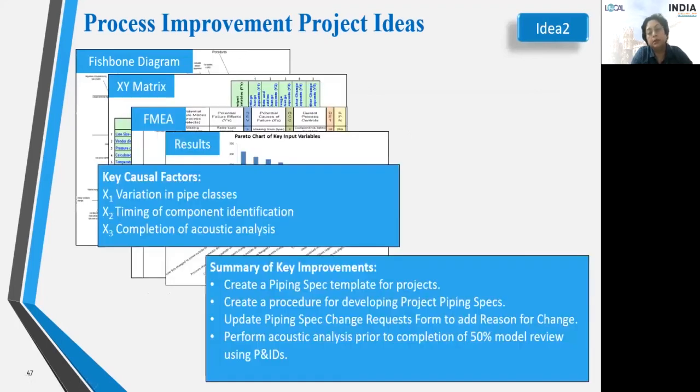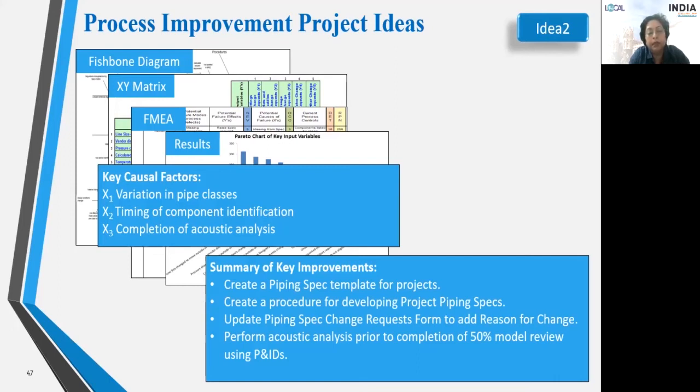For this, we had to do the fishbone diagram, XY matrix, FMEA, and then we got the results. X1: variation in pipe classes, X2: timing for component identification, X3: completion of acoustic analysis. These were the 3 causal factors which came out after doing the analysis part.